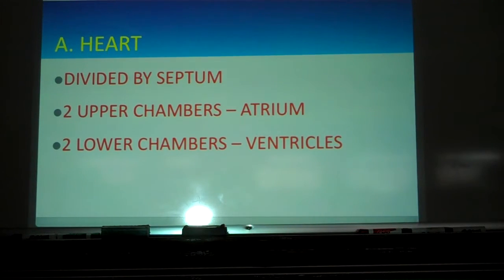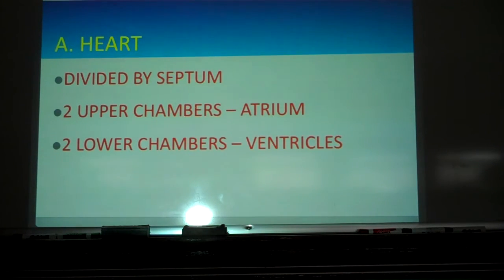It is divided in half. Your heart is cut in half by what is called the septum. And then you have two upper chambers and two lower chambers. The two upper chambers are the atria. The way to remember that is the upper letter in the alphabet is A.